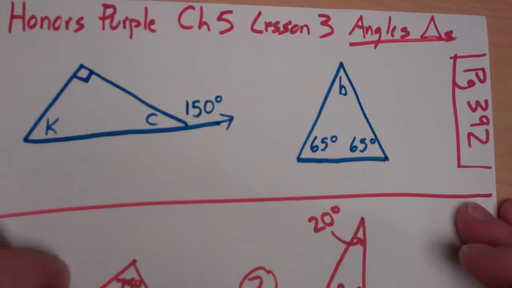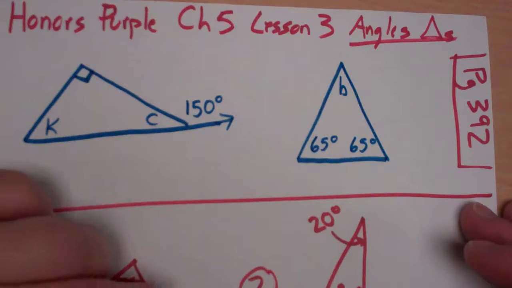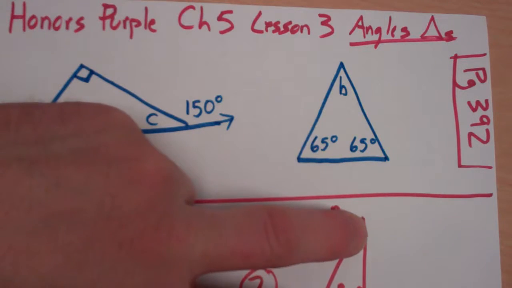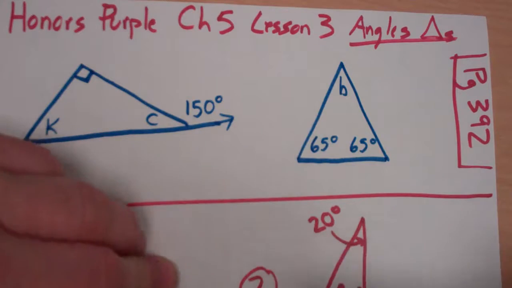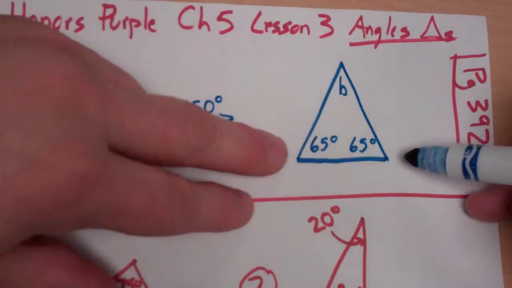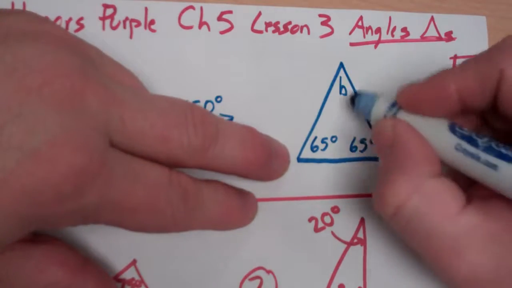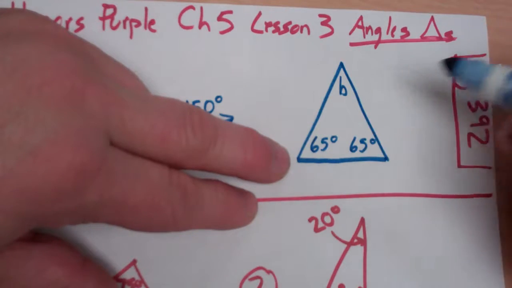All right, this is Honors Purple, Chapter 5, Lesson 3. It's on the angles of triangles. I'll be doing the guided practice off page 392 in just a moment. So here I have a couple triangles. I'm going to start with this one over here. They're asking for what the measurement of angle B is.